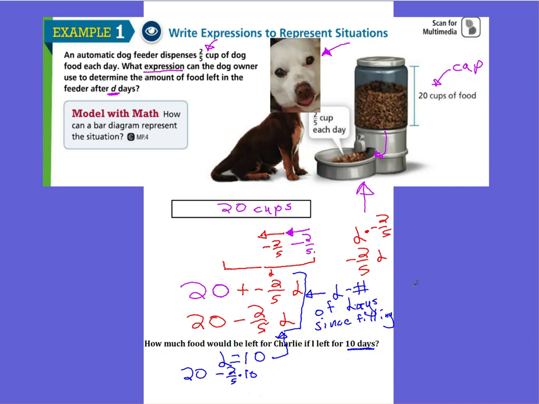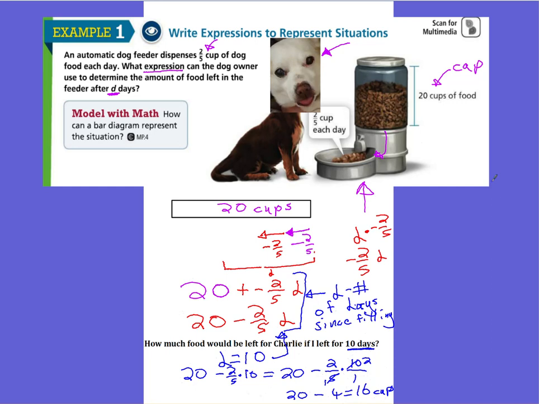I can evaluate that out. And if I want to, I can do this even without a calculator. So minus 2/5. 10, of course, is the exact same thing as 10 over 1. And I can just reduce this down. 10 divided by 5 is just 2 over 1, just cross cancel. And I get 20 minus 4. And I have 16 cups left. Excellent.